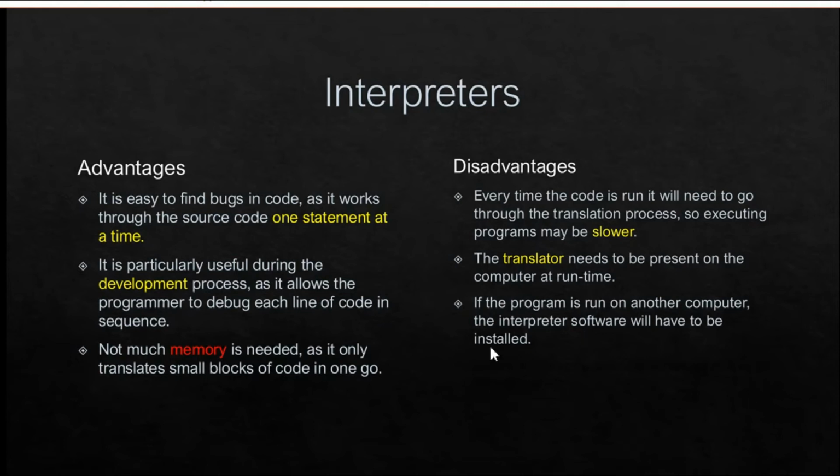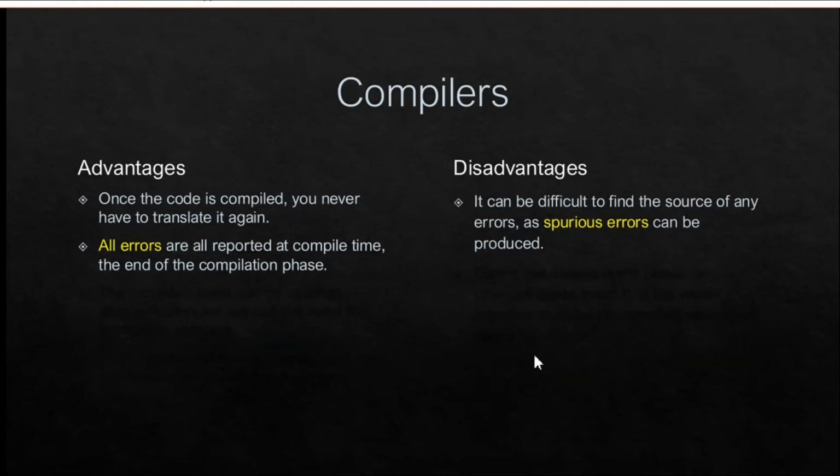And you will need to install the interpreter to run the program. If you haven't got the interpreter, you can't run that program. As well as that, you also need the source code. But we don't find out about errors until we run the program, which may be a problem. Now with compilers, we compile it once and then that's it. We can forget about translating it again. It never needs to happen.